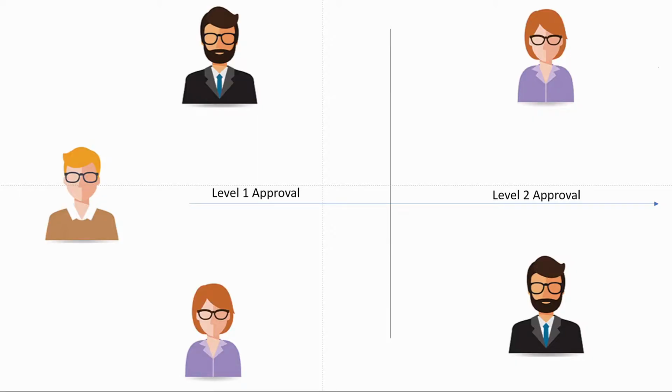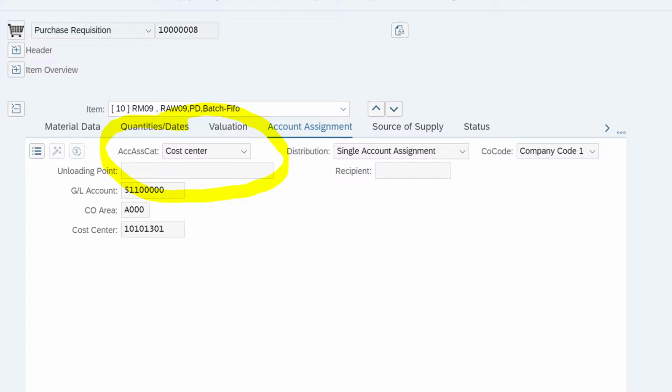Now that could be the manager of the workflow initiator. And if we look at an item level approval process, you can also determine the approver based on the cost object manager, the person that is responsible for the cost object. So for example, if you have a purchase requisition that has an account assignment to cost center, you could very well route the approval to the person responsible for that cost center.